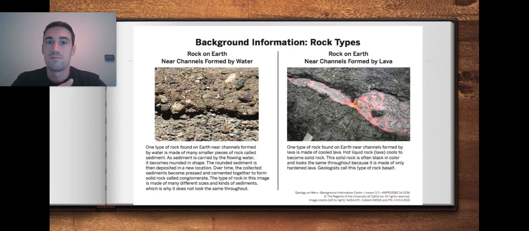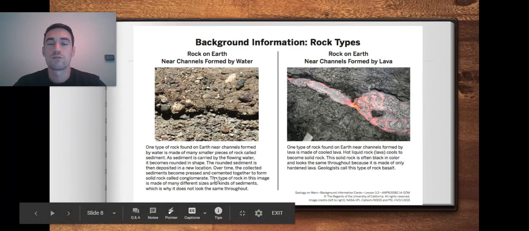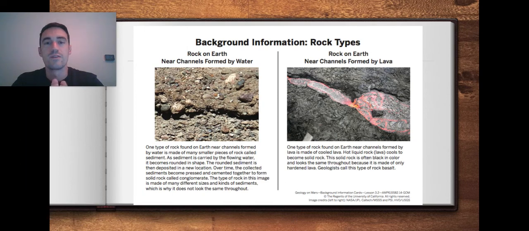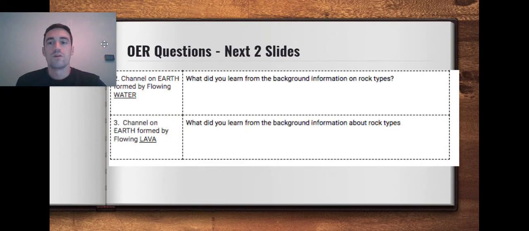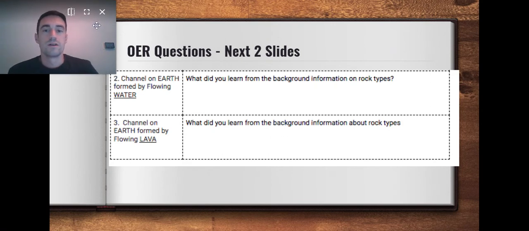And then when they harden, they would just be that one dark color, where rocks formed by water typically have a whole bunch of different little pieces stuck together, and you can actually see those little pieces in that rock. So what you're going to do on the next two open-ended slides is simply look at this background information again if you need to. It'll be on the actual question slides, and answer these two questions.